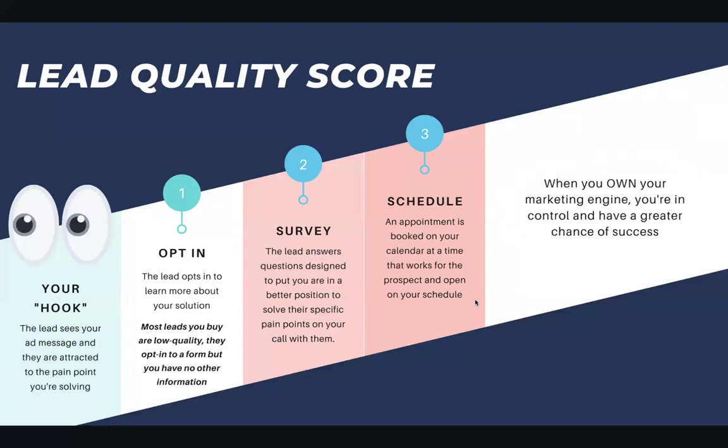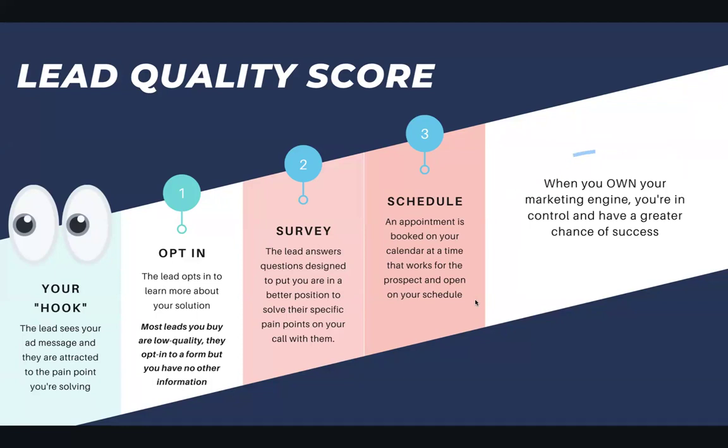Now, when you do marketing online, it's important to track what kind of leads am I bringing in? How good are the leads? For that purpose, I have a lead quality score for you to use. It starts with them seeing your hook. This is the lead seeing the message. They're attracted to the pain point you're solving. That's great. Then they opt in. That's low quality, but it's where it needs to start. So they opt in to learn more about your solution.